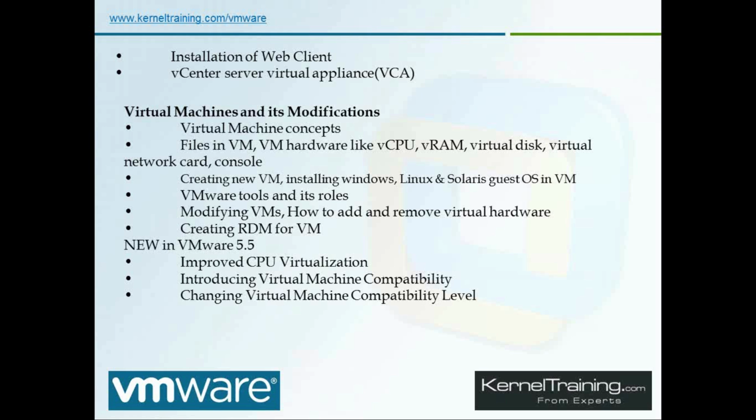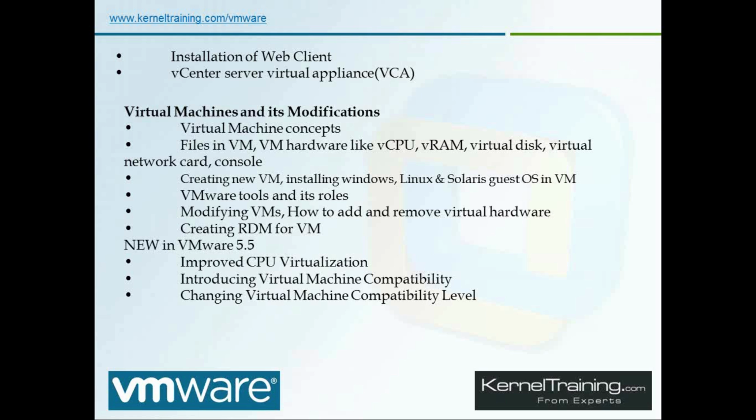Next, virtual machine concepts. What are the different types of virtual machines that we create? It could be Windows 7, Windows 8, Windows 2008, Windows 2008 R2 servers, Windows 2012 servers. Next, what are the different files that are involved in the virtual machine? Whenever we create a virtual machine, we will be getting different types of virtual machine files. That could be .vmx, .vmdk, .nvram, .vmsd, .vmsn, .vmss, and .vswp. So these are different files that constitute a virtual machine.